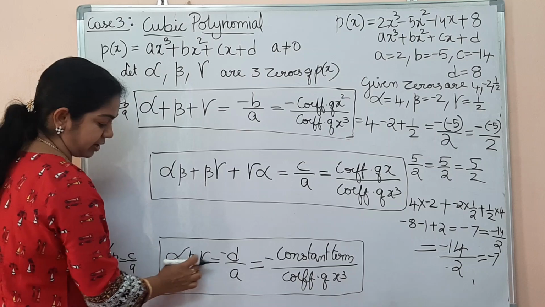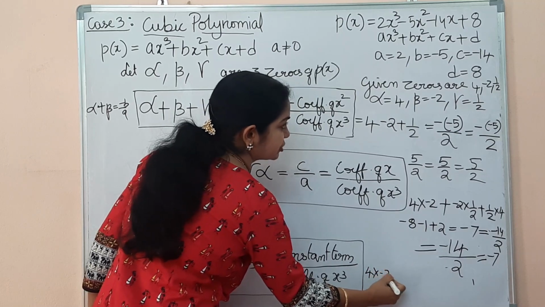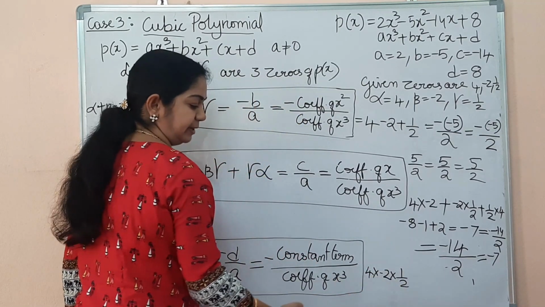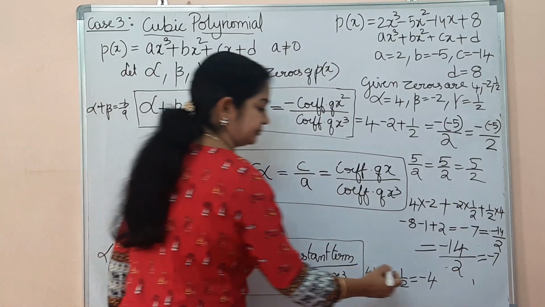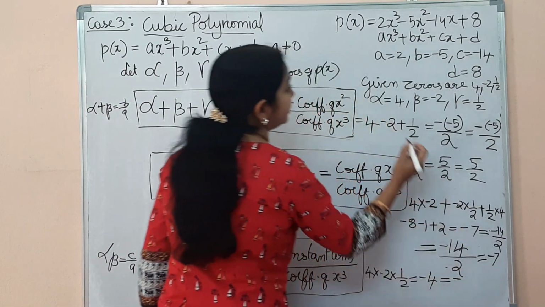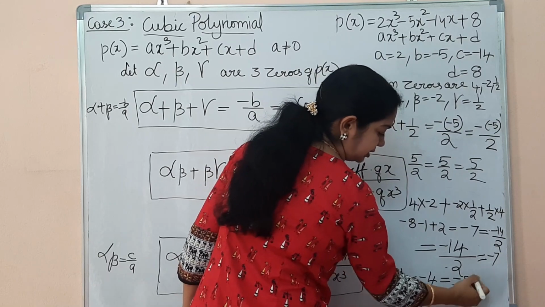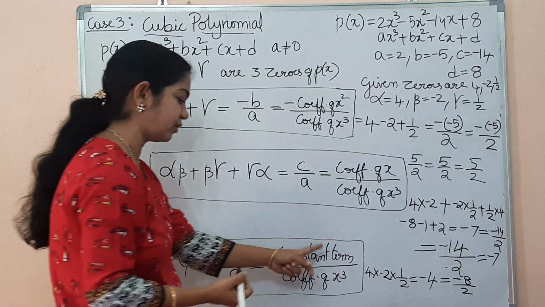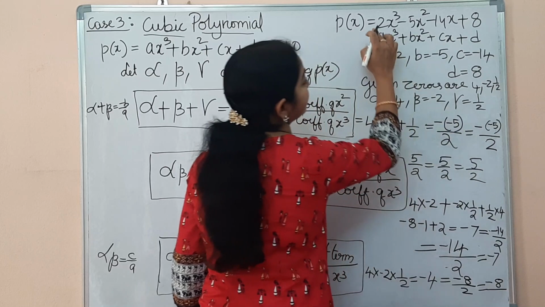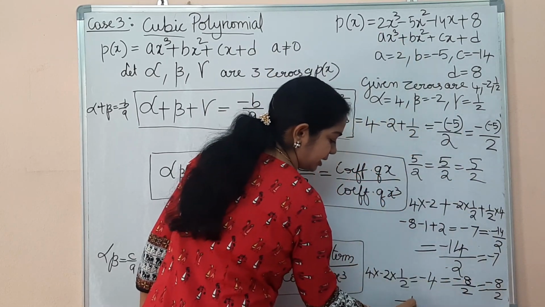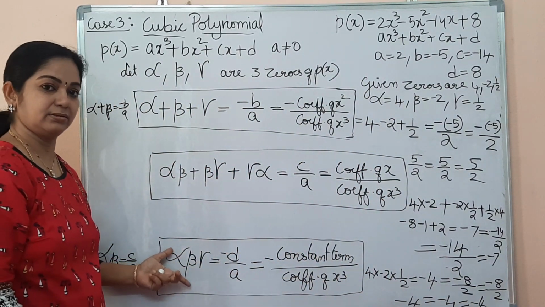Now the last one, the product. How do we do the product? Alpha into beta into gamma: 4 into minus 2 into 1 by 2. So 2 gets cancelled and it comes to minus 4. Now minus d by a. What is d here? 8. 8 by a, which is 2, so it comes to again minus 4. That is minus of the constant term by the coefficient of x cube. So all this comes to minus 4 and minus 4. Hence we have proved this relationship.